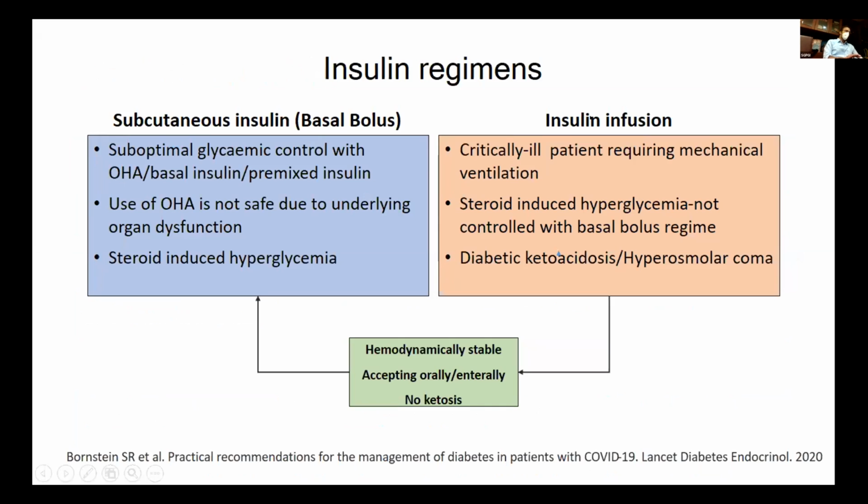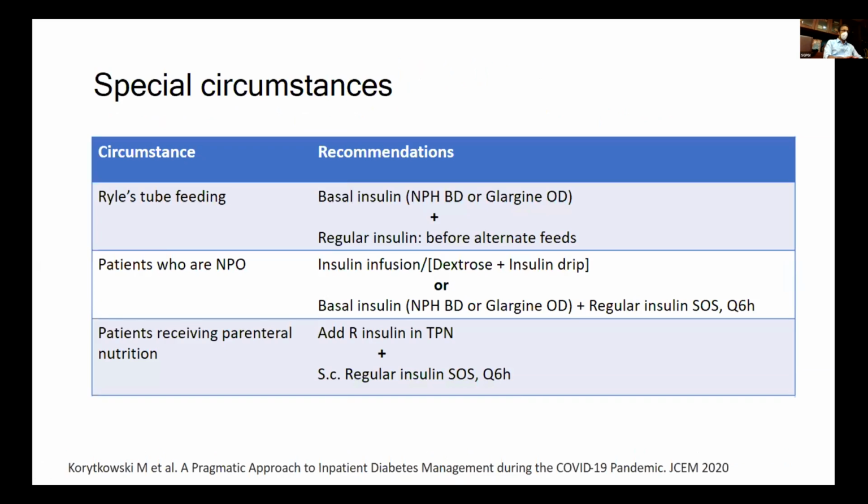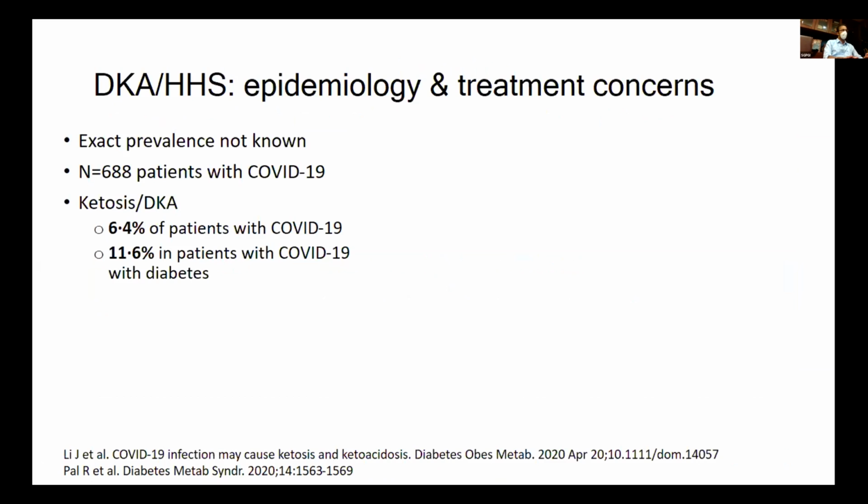We discussed two common insulin regimens. One is insulin infusion. This is required for all the critically ill patients, and like in case 2, where the steroid-induced hyperglycemia is not controlled with a very high dose of insulin, or the patient has a classic indication like diabetic ketoacidosis or hyperosmolar coma, there the insulin infusion has to be given. In the rest of the situations, we have to give basal bolus insulin. These are the special situations. I really doubt many of you are involved in this, so I am skipping this section.